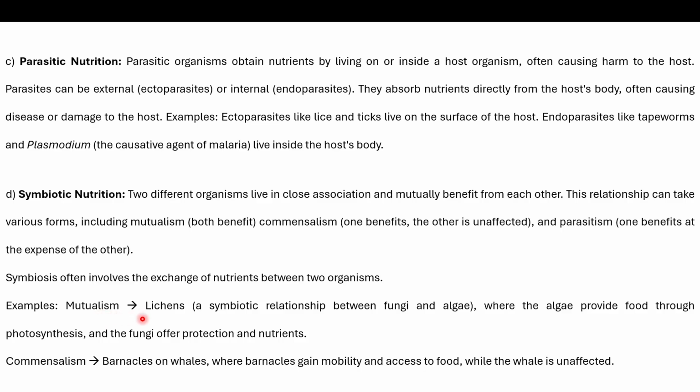In mutualism, where both the organisms are benefiting from each other, we have lichens, which is a symbiotic relationship between fungi and algae, where the algae provide food through photosynthesis and the fungi offer protection and nutrients. Then we have commensalism, where out of the two organisms involved, one is benefiting from the other, however, the other isn't really affected at all. For example, there are barnacles on whales, where barnacles gain mobility and access to food, whereas the whale is unaffected.